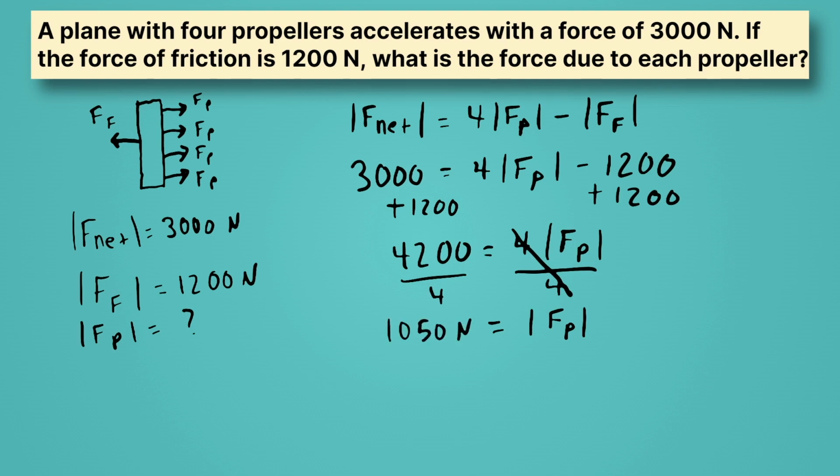Now, if we wanted to be real detailed, we would say, hey, guess what? We only had 1 sig fig there, so we would round that to 1 sig fig, which would actually be 1,000 newtons. So we're going to go ahead and write down our answer rounded to just 1 sig fig, which would give us 1,000 newtons. Okay, so that's the force from each propeller pulling that plane forward.